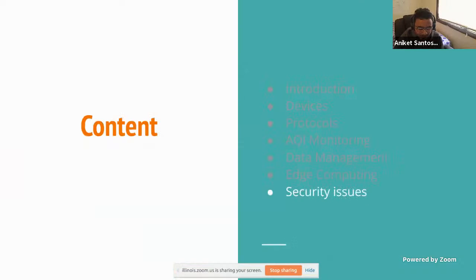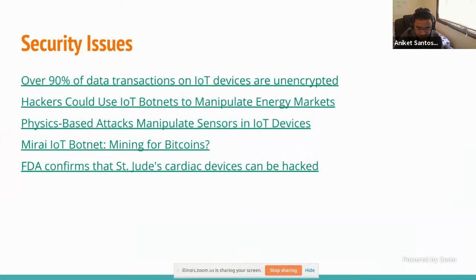So yeah, on a concluding note, I'll briefly discuss some of the security issues related to IoT. One of the first security issues is that over 90% of the transactions on IoT devices are unencrypted. By unencrypted, I mean that you can simply sniff out packets from thin air and read out what the content of the packets are.